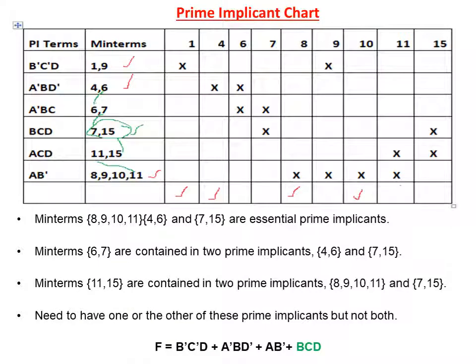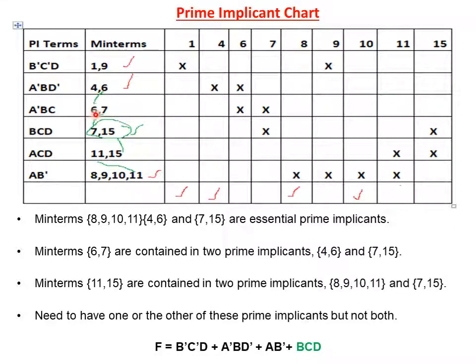So in the previous prime implicant chart itself, we got the essential prime implicants. The essential prime implicants are 1, 9, 4, 6 and 8, 9, 10, 11. So the left-over min terms are 6, 7, 7, 15 and 11, 15. From these 3 combinations, we are going to find out which one is coming for the simplified expression.